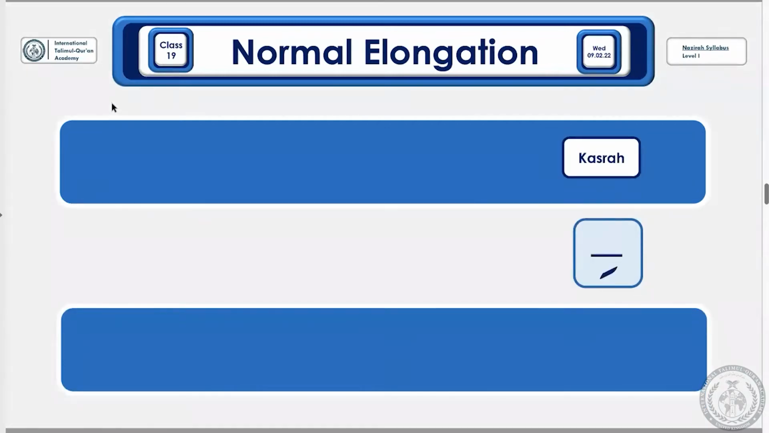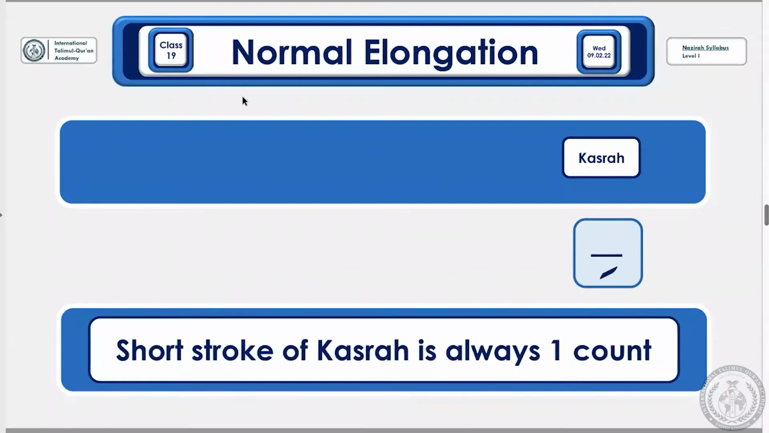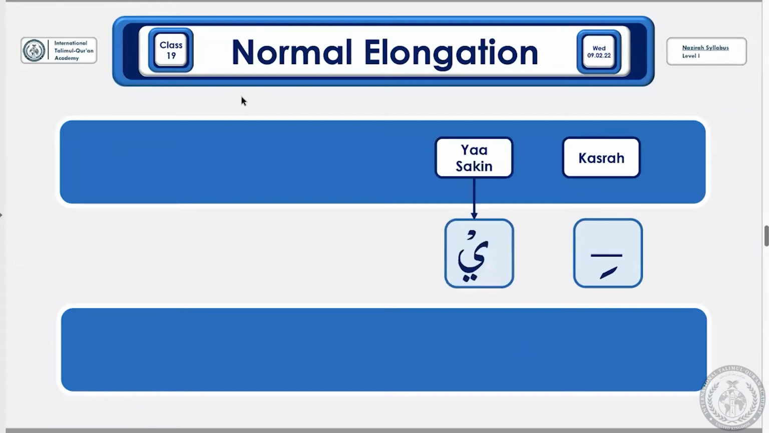Now, the first thing over here in this box, you can see that we have a kasra. A short stroke of kasra, as we should all know, is always one count. So the timing for any letter with a kasra on it is one count. Now the next box over here shows us what ya sakin looks like. So you can see that we have the letter ya with a sukoon on top of it, and this is known as ya sakin.